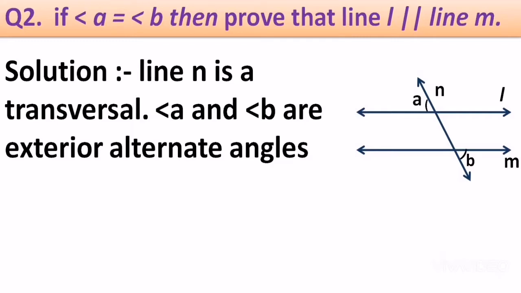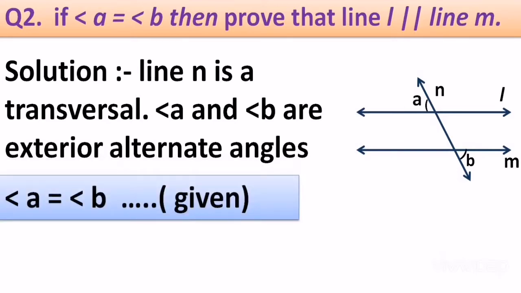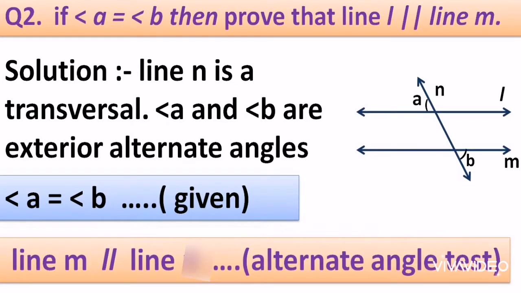In the question, it is already given that these angles are congruent to each other, or equal in measure. That is, angle A equals angle B. As these are alternate exterior angles, by the alternate angle test we can say that line M is parallel to line N.